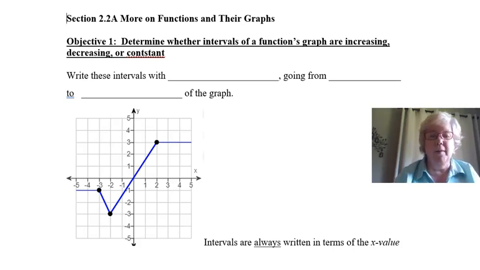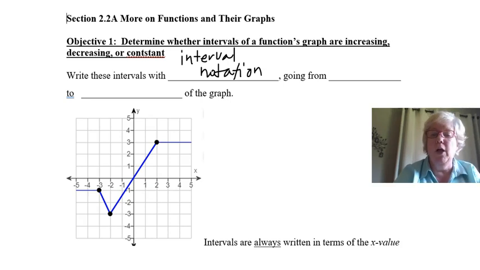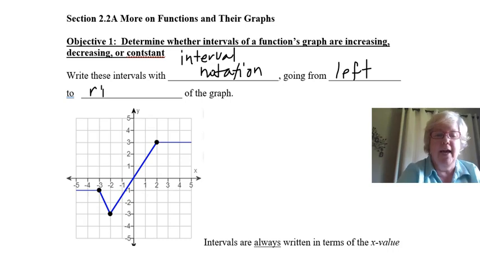Today we're going to talk more about a function's graph. The first objective asks us to determine whether a function has intervals that are increasing, decreasing, or constant. Now we will write these intervals with what is called interval notation. And when we write the answer in interval notation, we will always be going from left to right. That is how you read a graph.